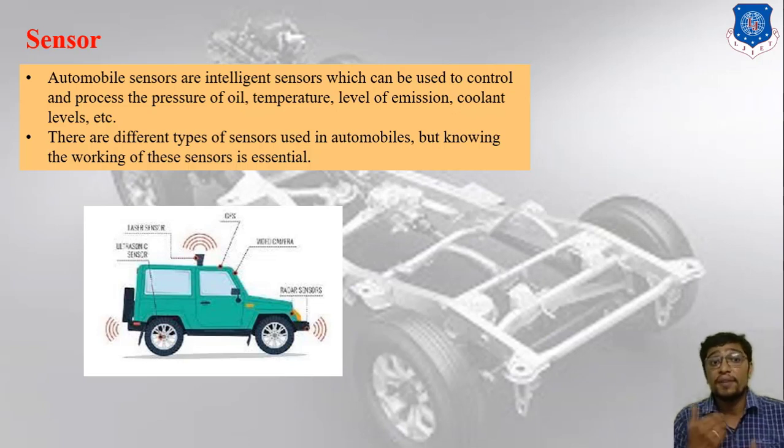Second, there are different types of sensors used in automobiles, and knowing the working of these sensors is essential. Basically there are two types of sensors we can use: first, related to engine performance, and second, related to safety purposes. As we know, there are mainly two types of safety: active safety and passive safety. So in a car there are mainly two different kinds of parts, one related to engine sensors and the second related to safety purposes. Move forward to the next slide.